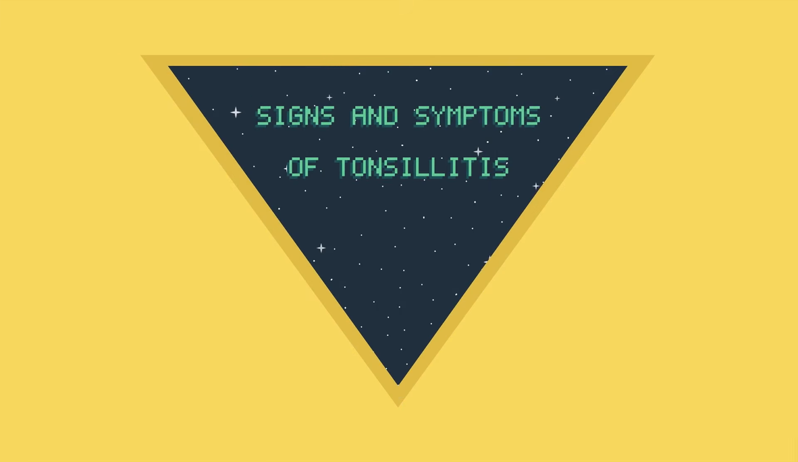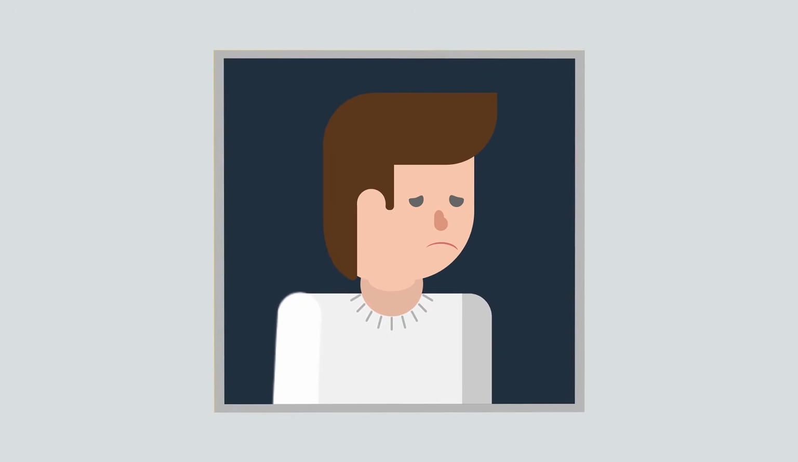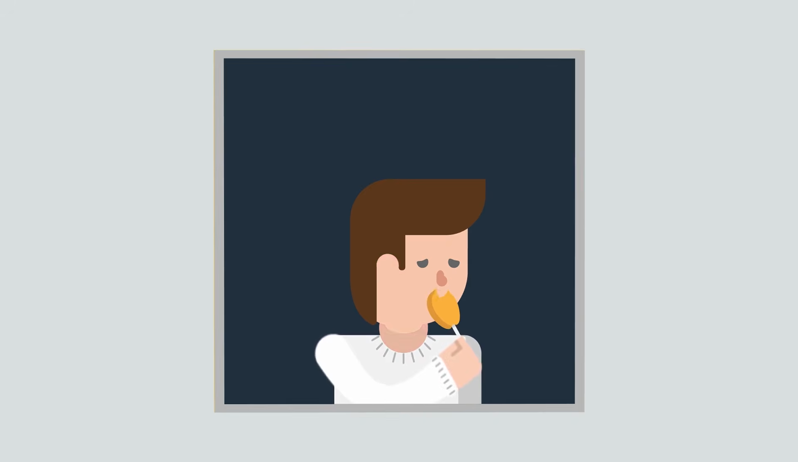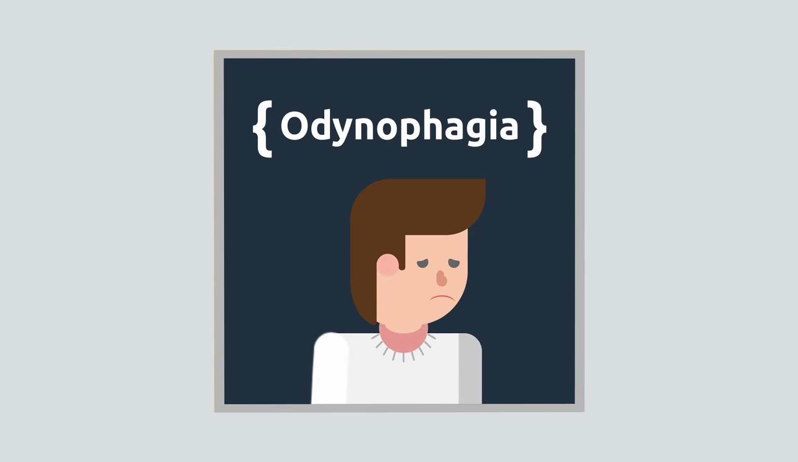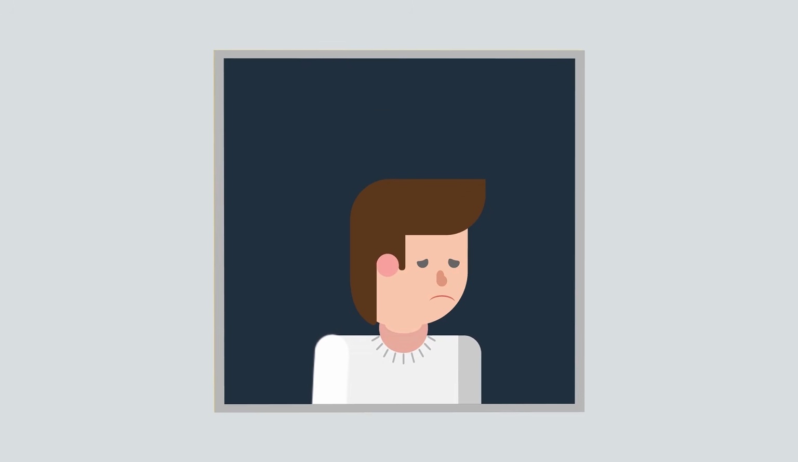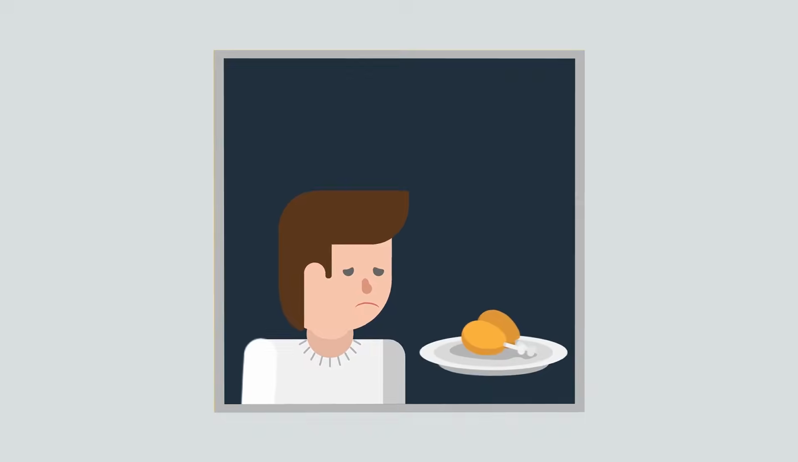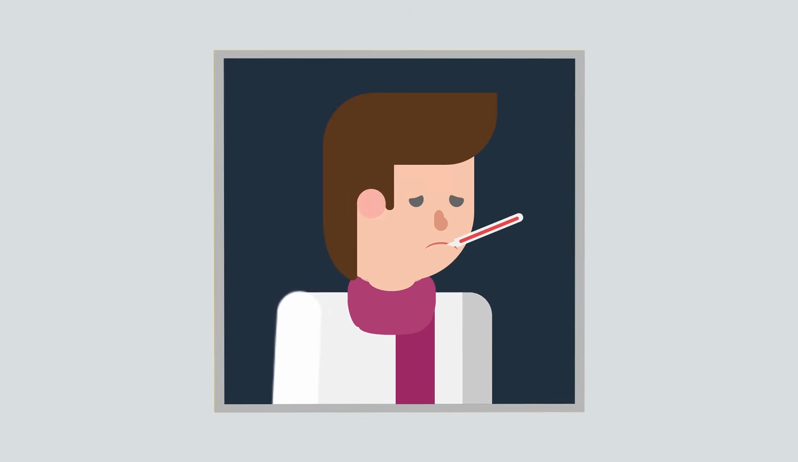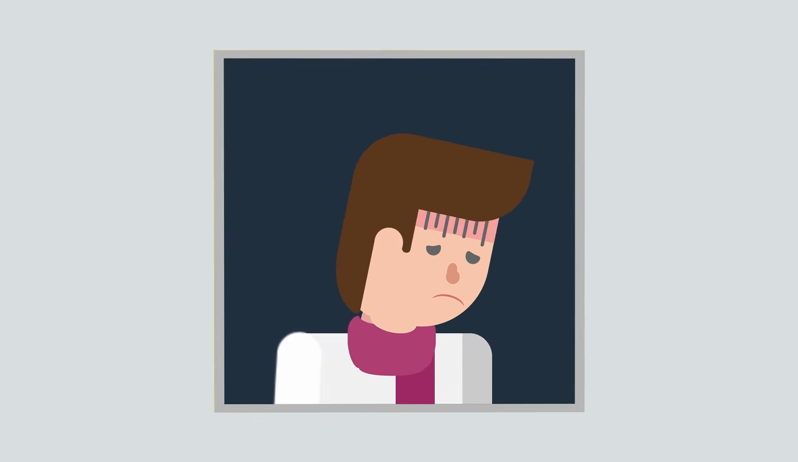Signs and symptoms of tonsillitis. The main symptom of tonsillitis is sore throat, but since the throat and ears share the same nerves, the pain is often felt in the ears too. This process is known as referred pain. The pain is usually worse when swallowing, also known as odynophagia. Very young children may not complain of a sore throat, but may simply refuse to eat. In addition, you may also have a cough, fever due to infection, headache, feel sick, feel tired, and have swollen and tender glands, or lymph nodes, on the sides of the neck, as well as bad breath.